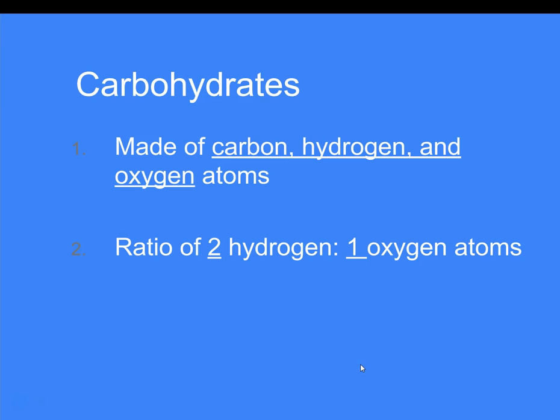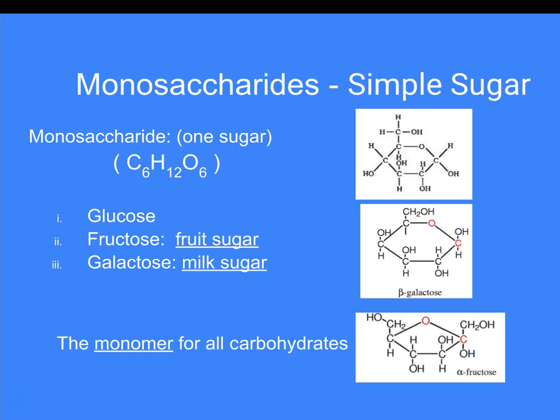Carbohydrates are called carbohydrates because they contain carbon and they also contain hydrogen and oxygen. And the ratio of hydrogen to oxygen will always be a 2-to-1 ratio. That's important when you see a chemical formula. If you see something like C6H12O6, you should understand that that is a carbohydrate. We can divide carbohydrates up into three categories: a monosaccharide, a disaccharide, and a polysaccharide.